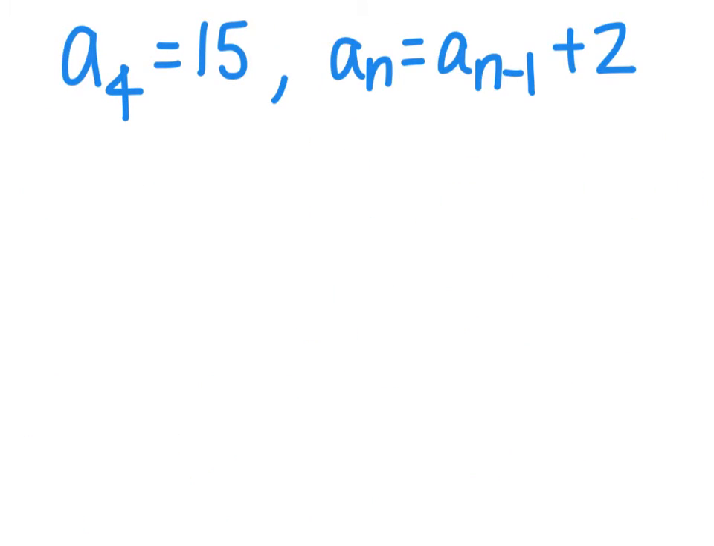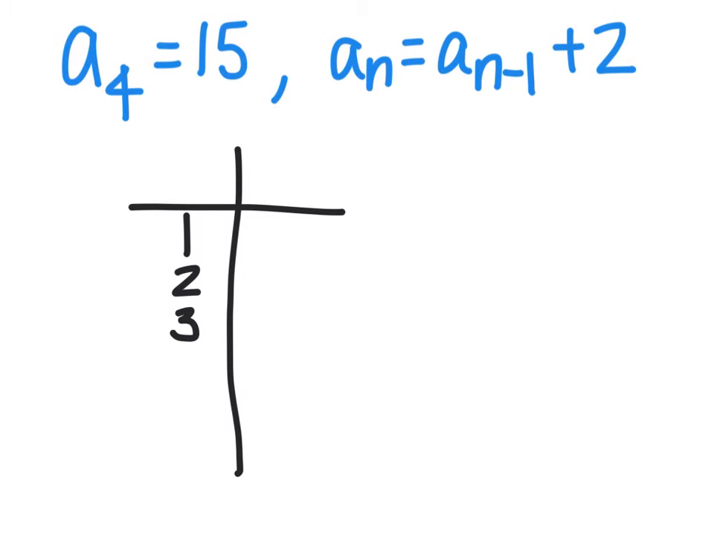So for our next problem, we are given a sub 4, so we're told that the 4th term in our sequence is 15, and then it tells us a sub n equals a sub n minus 1 plus 2. So what they're giving us here is they're telling us that if we were to list out a pattern, I'm going to make this in a table, because anytime we see a pattern, we want to make a table. It just makes things a little bit easier for us. And we're going to find the first 6 terms of the sequence.